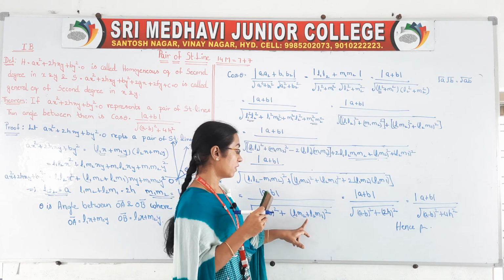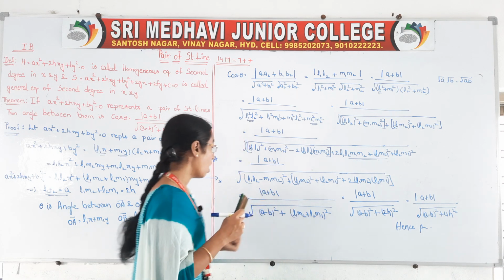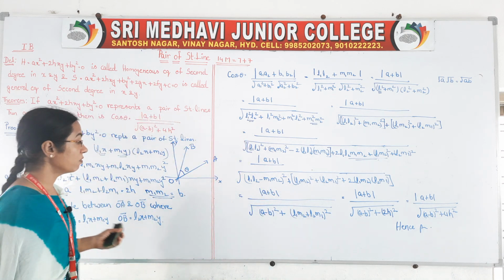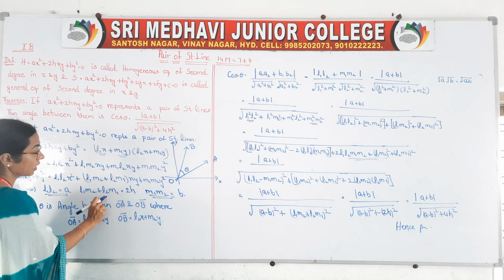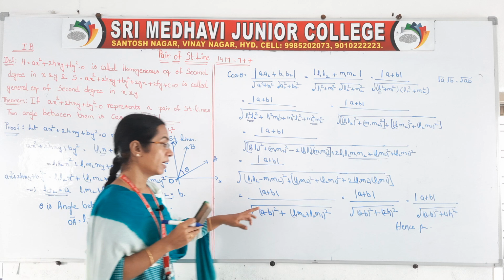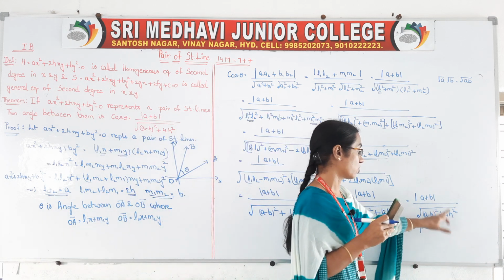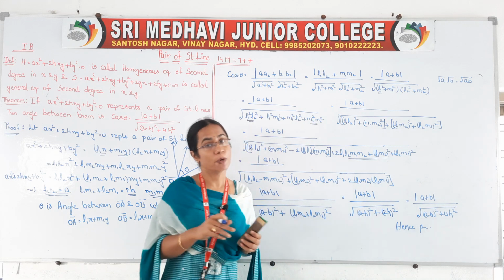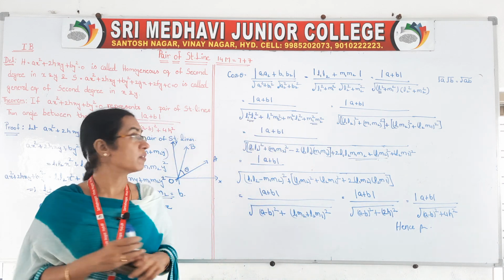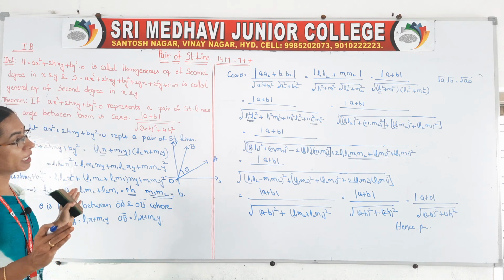So L1 M2 plus L2 M1 whole square. But after the comparison, your L1 M2 L2 M1 value is 2H. So that's why it is a 2H whole square. 2 square is 4H square. So hence proved.